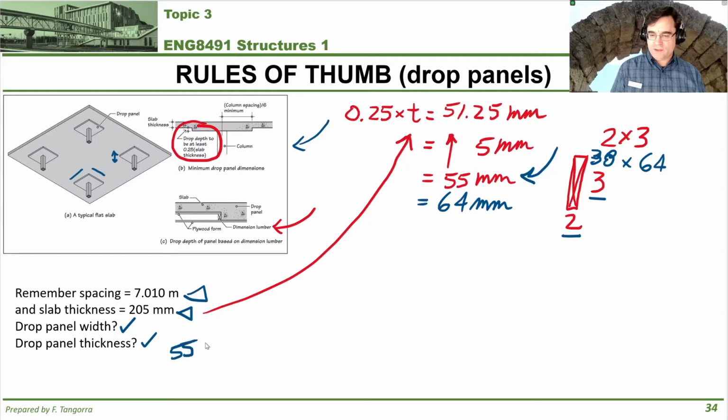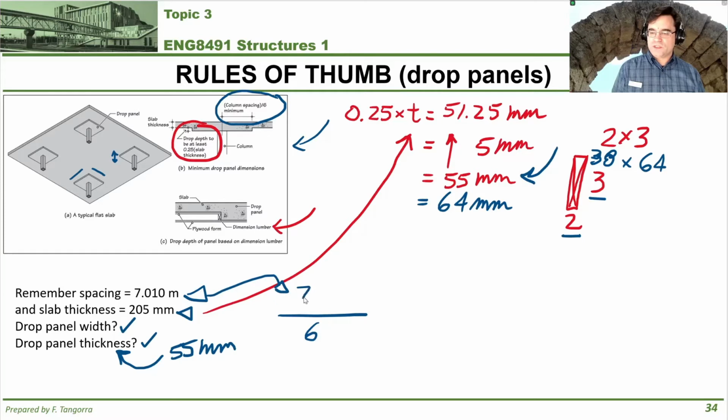55 millimeters, right? That's going to be the thickness. The next thing we're going to find is the drop panel width. The way that's done is by using this rule of thumb right here, which says that half of the width of a drop panel is equal to the column spacing divided by 6. The column spacing for us is given right here.